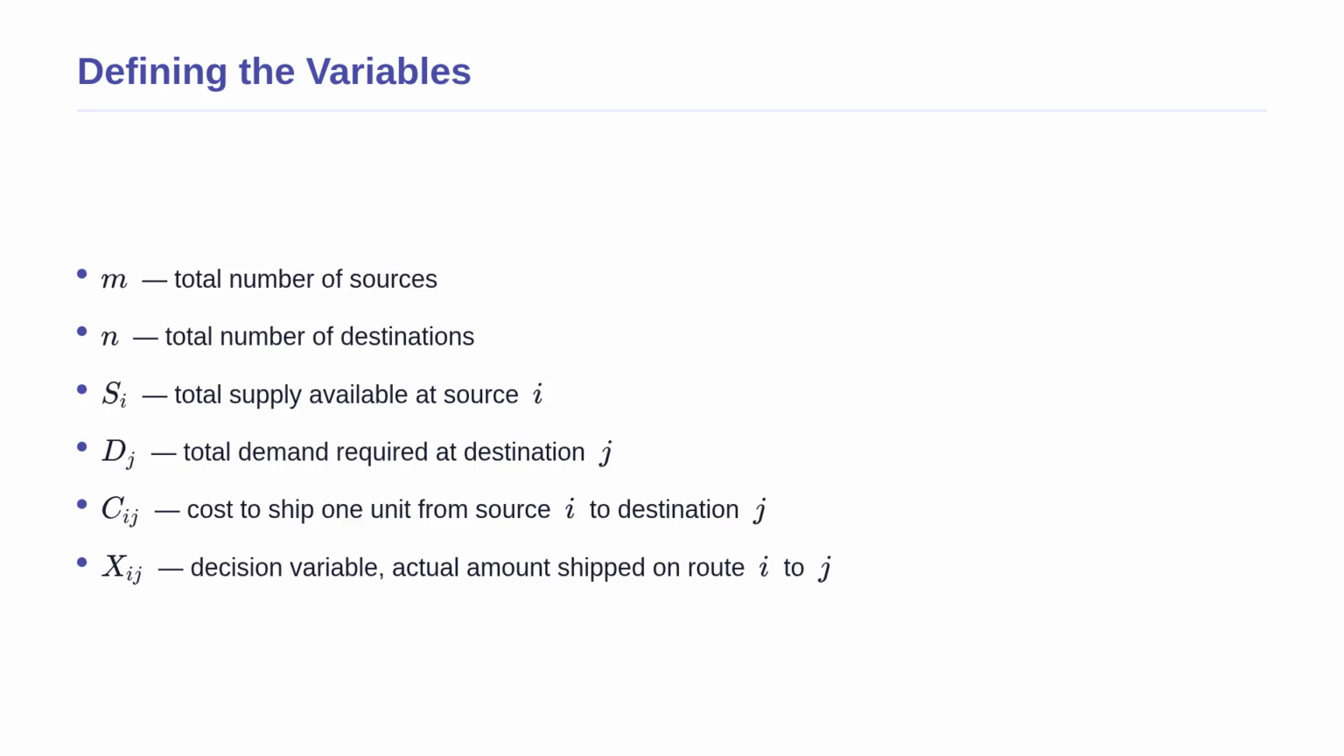The cost to ship one single unit on a specific route is C sub ij. Finally, our decision variable, the actual amount we choose to ship on that route, is X sub ij.